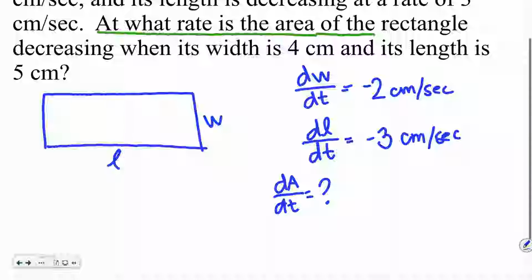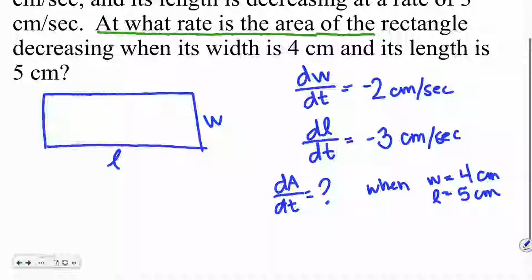at the precise moment. Okay, the width isn't always 4 and the length isn't always 5, but at the precise moment that we have a 4 by 5 rectangle, what is the rate of the area decreasing? So I want to know dA/dt when W is 4 and length is 5. Okay, that's the information that we know and what we need to find.